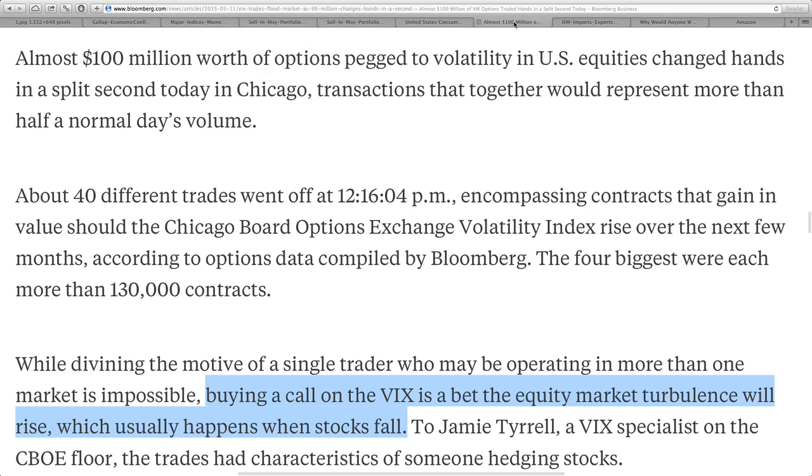Let's look at this. Out of Bloomberg, almost $100 million worth of options pegged to volatility in U.S. equities changed hands in a split second today in Chicago. Transactions that would together represent more than half a day's normal volume. Can you believe this? Half a day's normal volume in a split second. What does that tell you about the markets?